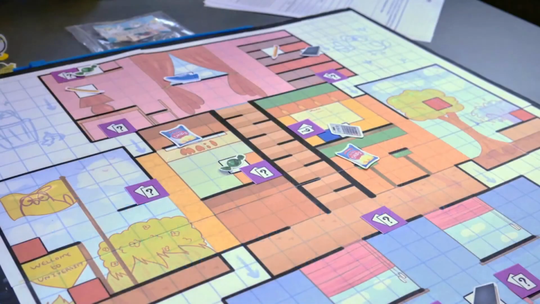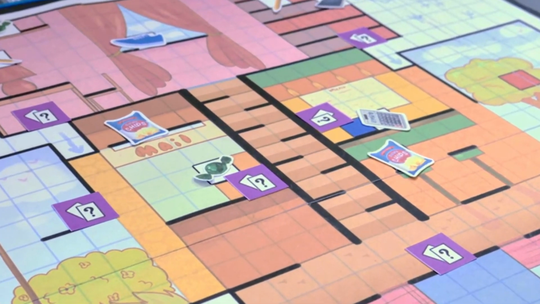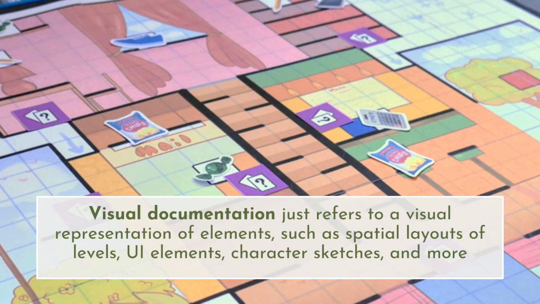It is sometimes hard to visualize a game simply in written documentation. That is why it is important that design documents include visual documentation. Visual documentation refers to any visual representation of elements such as spatial layouts of levels, UI elements, character sketches, and more, to provide everyone with a better understanding of what the game is all about.